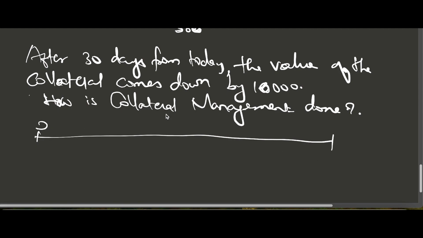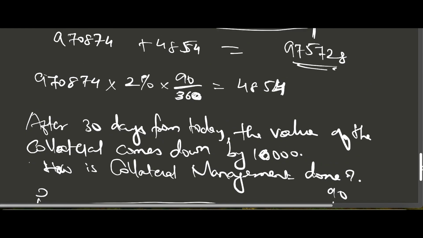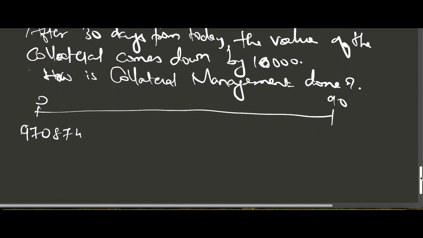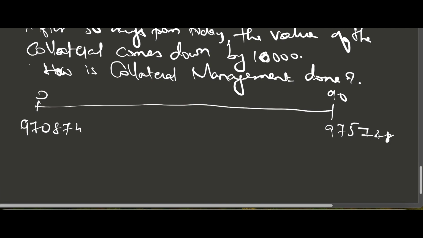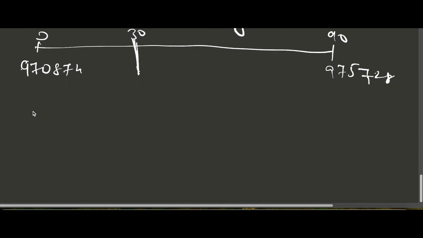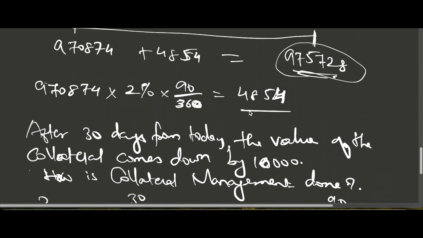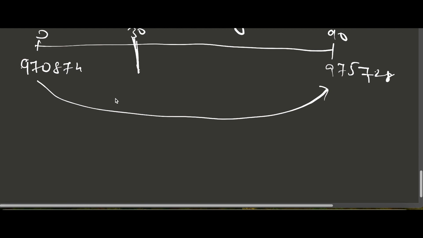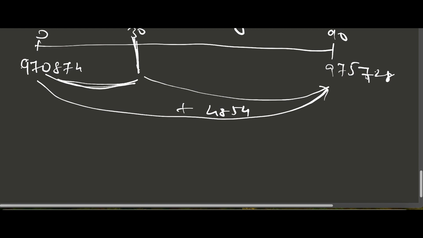Let's see. 0, 90. Initially it was 970,874 borrowed amount, and repaying amount is 975,728. So now let's see after 30 days. So we are standing here. After 30 days, we have to find out the adjusted loan amount. From 0 to 90 days, the amount is going up by 4854. So in 30 days, how much will it go up by? Slowly, that's how it is reaching 975,728. That's the borrower's liability on the 90th day.